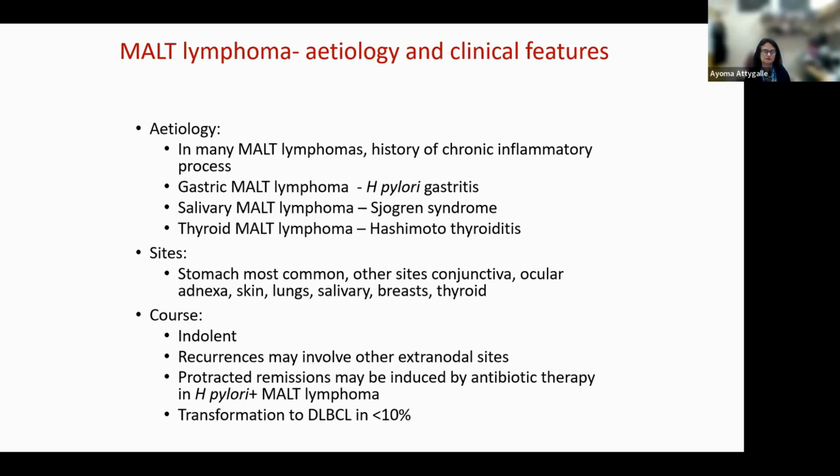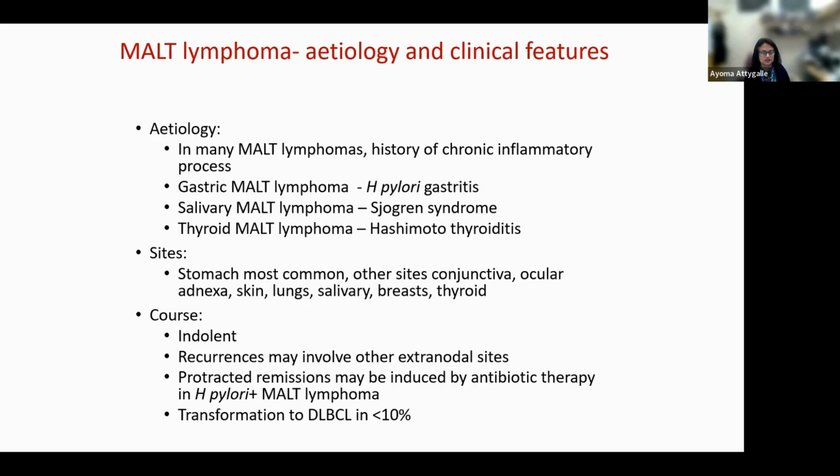So these are acquired MALT, for instance in the stomach, secondary to Helicobacter gastritis, or salivary MALT lymphoma secondary to Sjögren's syndrome, thyroid MALT lymphomas due to Hashimoto's thyroiditis. So the stomach is the most common site, but other sites, conjunctiva, ocular adnexa, skin, lungs, salivary, breast, thyroid can all have MALT lymphoma, even soft tissue.